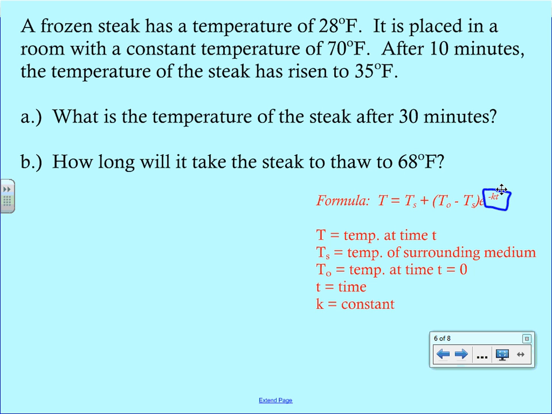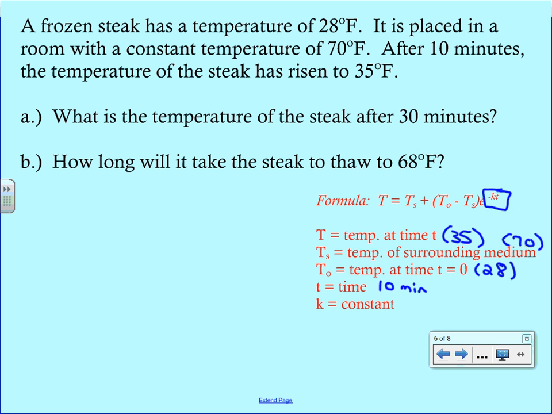Look at some of the information that we have. The temperature at time t is 35. The surrounding temperature is how warm it is in the room, our 70. Our temperature at time 0, when it was frozen, is 28 degrees. And last but not least, the time we were originally given is the 10 minutes. All of this information is going to play into getting that baseline formula for us.